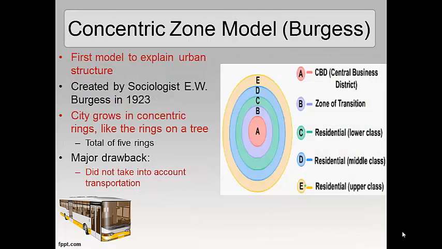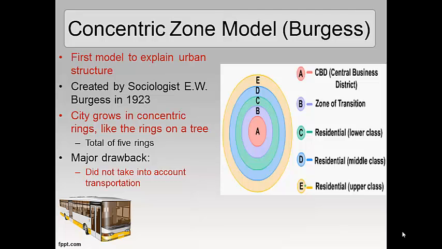This is the first model ever created that helps explain urban structure. It was created by sociologist Ernest Burgess in 1923, and he stated that a city grows in concentric rings around the CBD, kind of like rings on a tree. If you look to the right here, there's a total of 5 rings. The only one I need to really explain, because they're all self-explanatory, is the zone of transition, which is basically getting away from the business district and creating a buffer zone between the residential and business area.